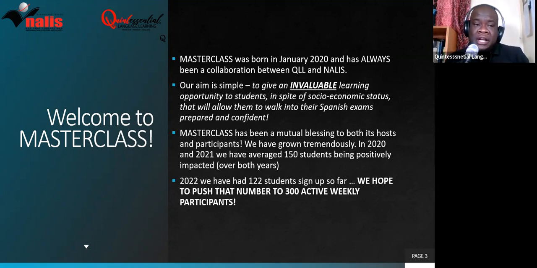and it has always been a collaboration between NALIS and QLL. That NALIS sign may look familiar to some of us, National Libraries and Information System. Basically, if you have a public library where you live, that is NALIS, right? That is the National Library. The public library, they fall under NALIS, the National Libraries and Information Systems. And this has been a collaboration between them and Quintessential, between us and them since then, since 2020, January, right?